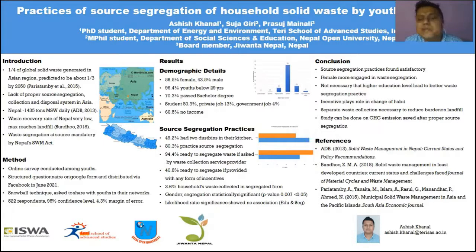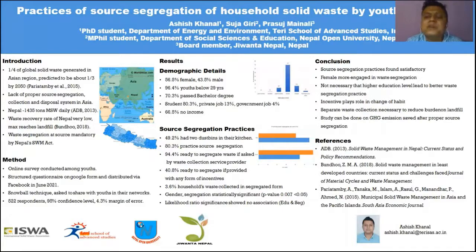People are more interested in segregating if they're provided with any form of incentives. But on the other hand, though 80% of people are segregating the waste, 3.6% said that though they segregate waste in their household, the waste collection service provider collects the waste in mixed form. We found a relationship between gender and segregation practices. And looking at the likelihood ratio significance, there is no association between education and segregation practices.